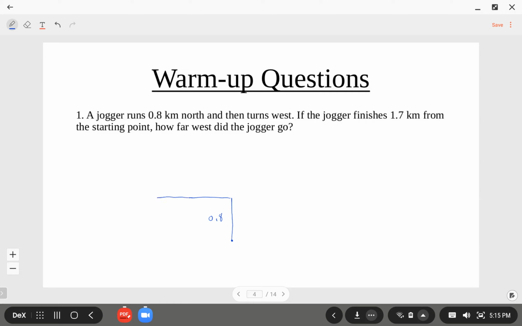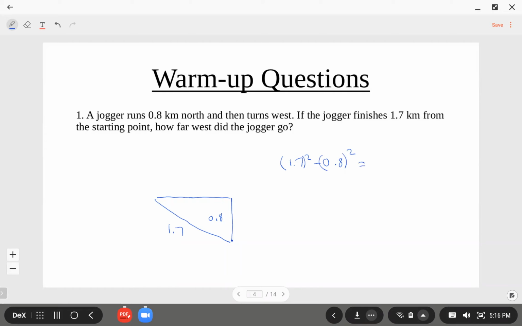So from the starting point, that would be 1.7. Okay, and then how far west did the jogger go? This is a very classic problem because we know that this longest side is the hypotenuse, so we can't just add up the values because we already found the hypotenuse. In this case, we need to subtract the values. So 1.7 squared minus 0.8 squared equals something.